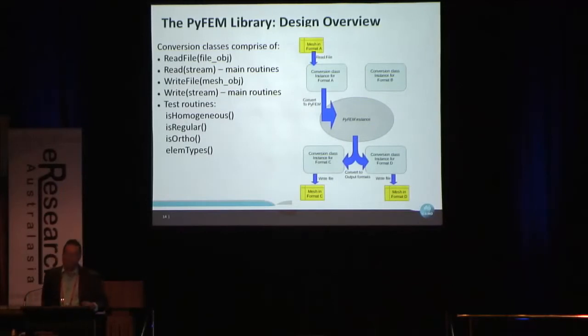And we have a template that most programmers will follow. So all conversion classes have a read file method that takes a file object. We have a read stream method so that we can drive this from some other host application. And similarly with the write methods. There are test routines in every converter, but they're not necessarily called because if the user knows in advance that all meshes, for instance, are homogeneous element types or are irregular or they're orthonormal, you can set that as a flag, and then none of the tests will be done to actually ensure that the conversion goes ahead.